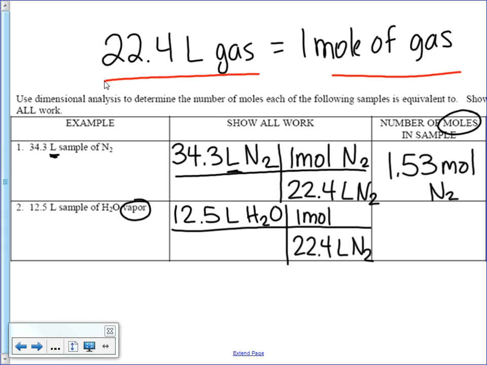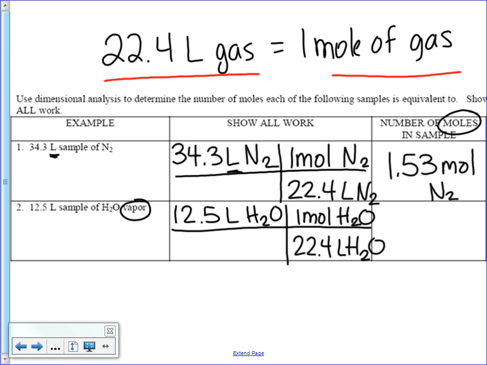Oh, and I did it. I was trying to label it. There we go. Water, not nitrogen. And again, because the 22.4 is on the bottom of the fraction, you're going to divide by it. So when I type this in my calculator, I'll type 12.5 divided by 22.4 liters of water vapor.